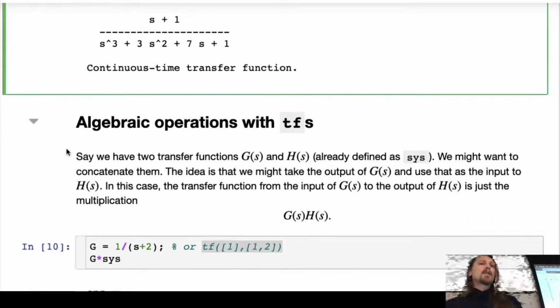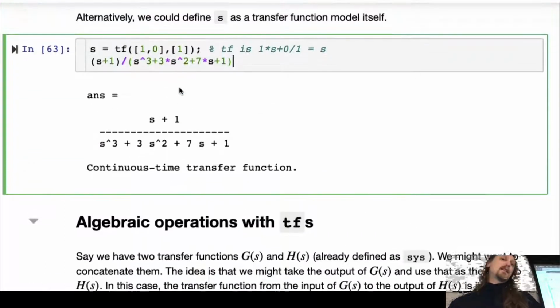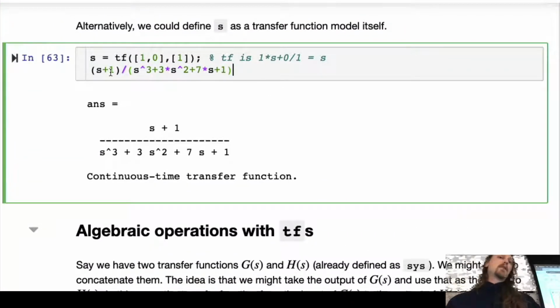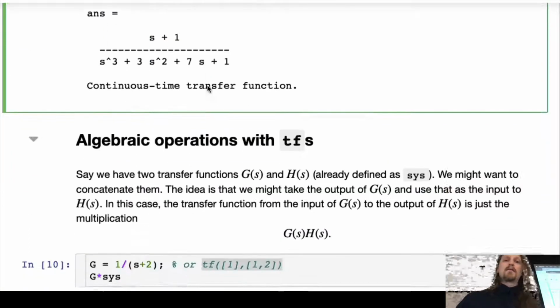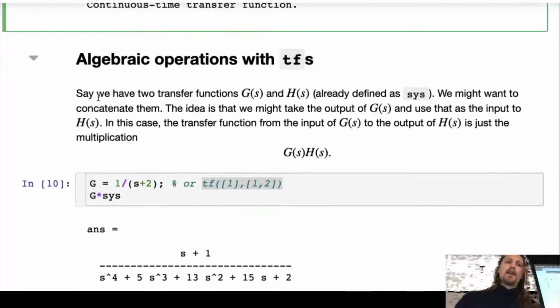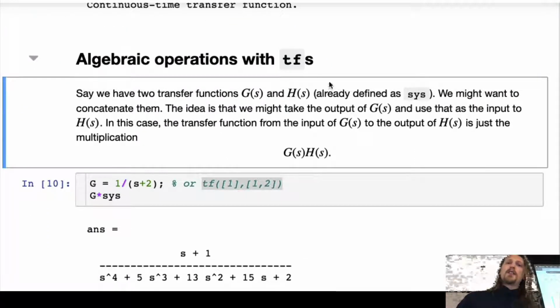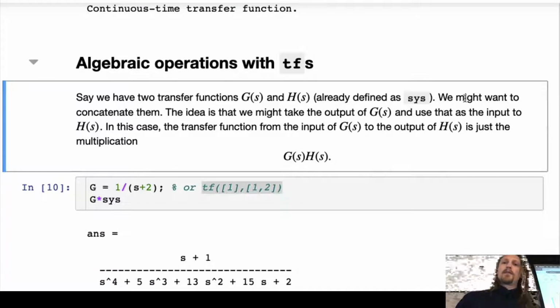Okay, so algebraic operations on transfer functions. We've already seen that you can start doing stuff with it. You can say S plus 1, because S is actually a transfer function in this line, but we'll look at that explicitly here. Say we have two transfer functions, G and H. H, we'll say, is the sys we've already defined above. We might want to concatenate them, and I'll explain why you would want to.